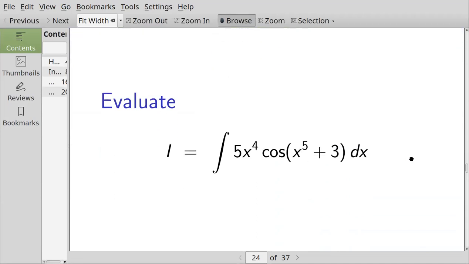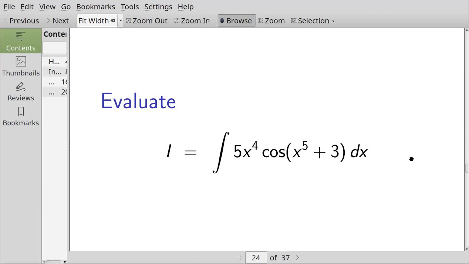I is equal to the integral of 5x to the fourth times the cosine of x to the 5 plus 3 dx. Okay, that does not look immediately like the derivative of some function that we already know, right? So now we say, well, maybe I can use substitution.